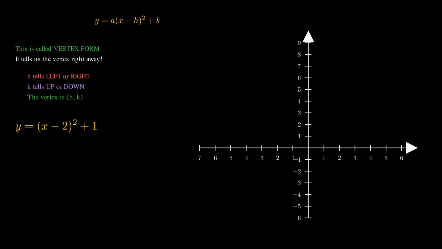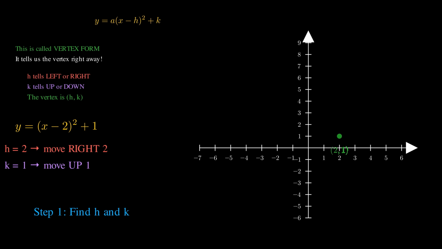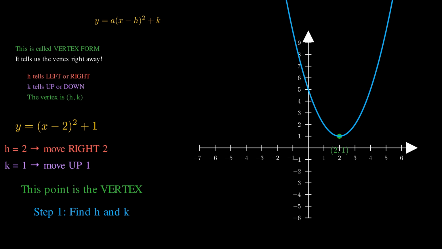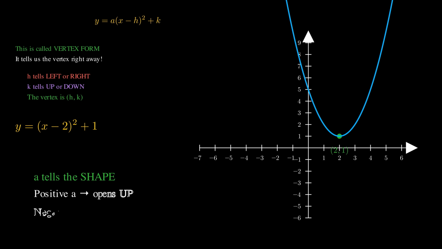The equation is y equals x minus 2 squared plus 1. Step 1 is to find h and k by looking inside the parentheses and at the number outside. H equals positive 2, so we move right 2 units. K equals 1, so we move up 1 unit. This point is the vertex. As we know, in a quadratic equation, the letter a controls the shape of the graph.